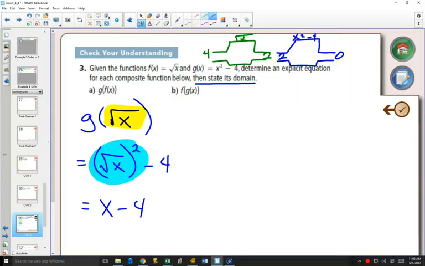If you put in 9, out would come 3. If you put 3 into your blue machine, square it minus 4, out would come 5. Can you see that this number here, 9 to 5 and 4 to 0, is following this rule, x minus 4.